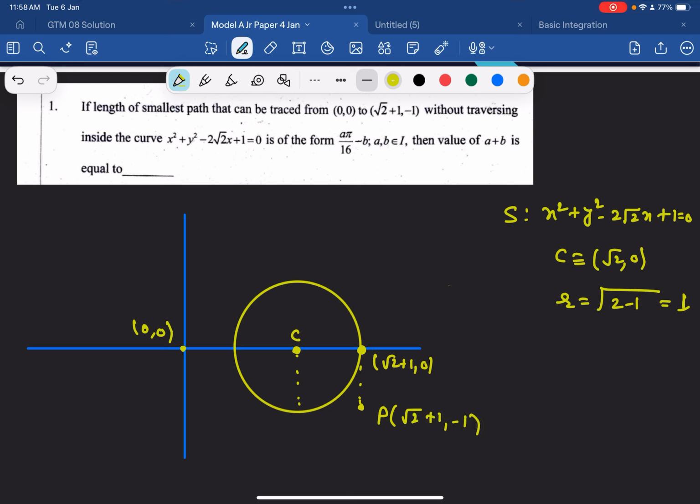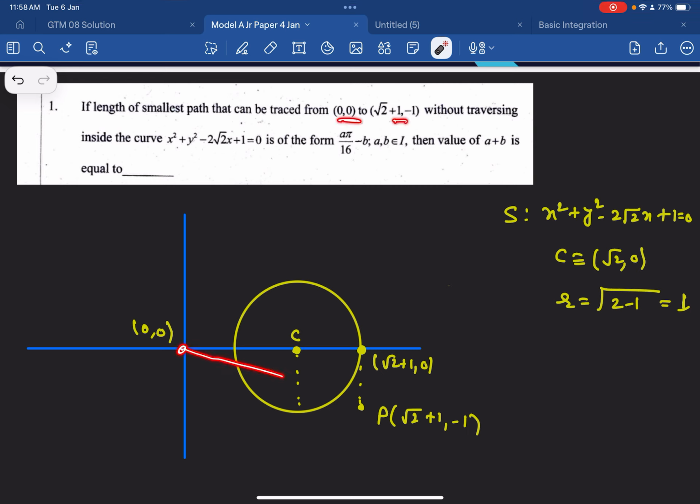Now let us talk about the question, what they are saying. They are saying the length of the smallest path that can be traced from here to here, means from here to here I need the smallest path. So basically the smallest path is nothing but this OP distance, but they are saying without traversing inside the curve. It means this path cannot cross this circle, it cannot lie inside the circle. Either it will be outside of the circle like this way, or it can be on the circle.